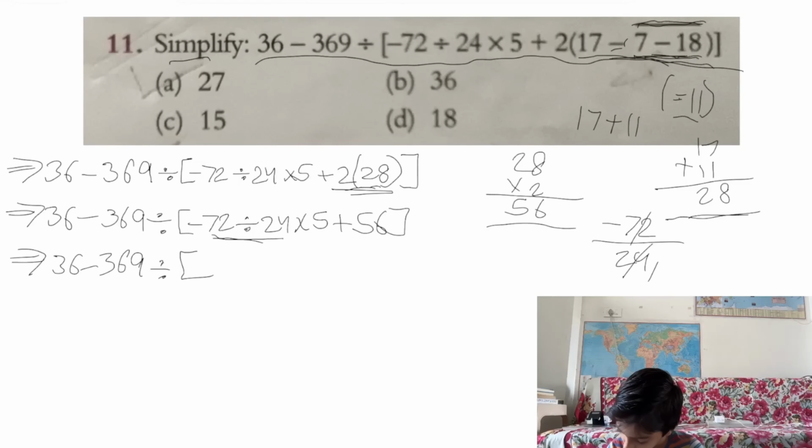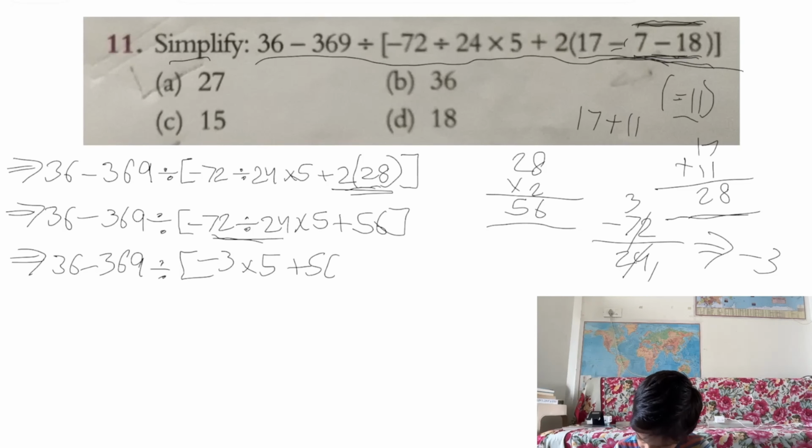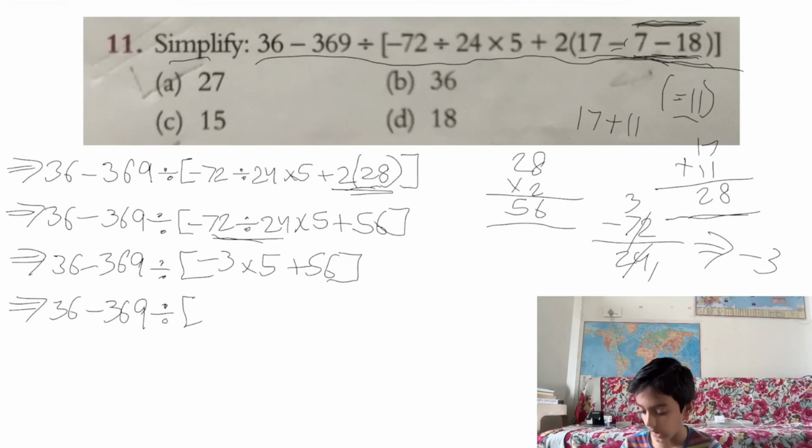24 times 1 is 24, 24 times 3 is 72. So minus 72 by 24 results in minus 3. So here we'll write minus 3 multiply 5 plus 56. Now after division we have to do multiplication. So we'll do minus 3 multiply 5. Here minus and plus will be minus, and 3 multiply 5 is equal to 15, plus 56.